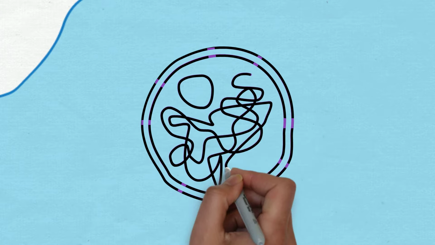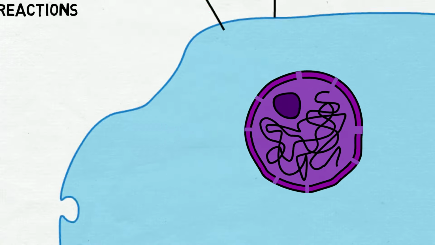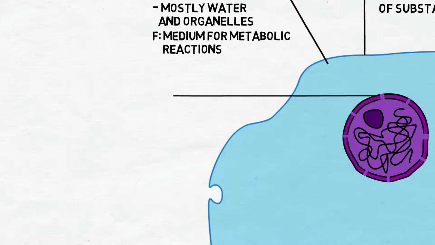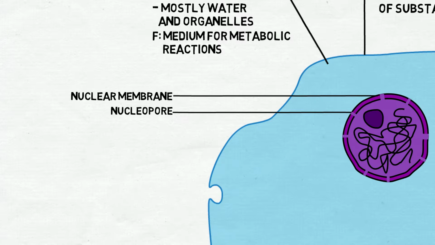The nucleus, as mentioned earlier, is not part of the cytoplasm. It is like the brain of the cell and often referred to as the cell's control center. The nucleus is enclosed in a double-layered membrane called the nuclear membrane, with pores that allow substances to be transported between the nucleus and the cytoplasm.